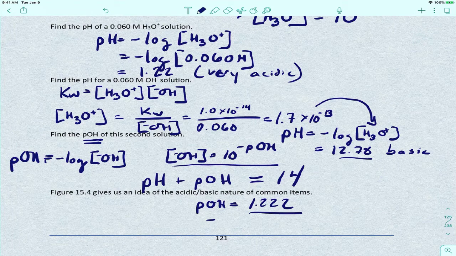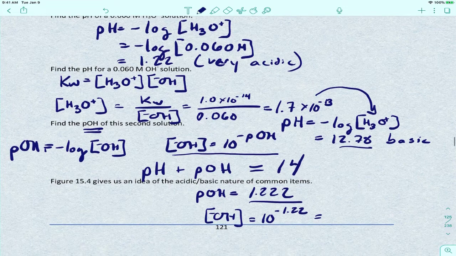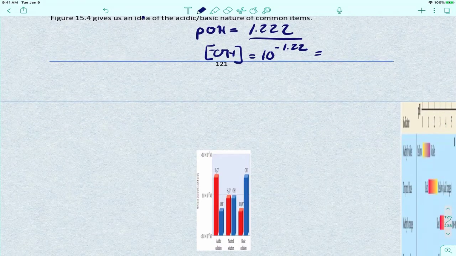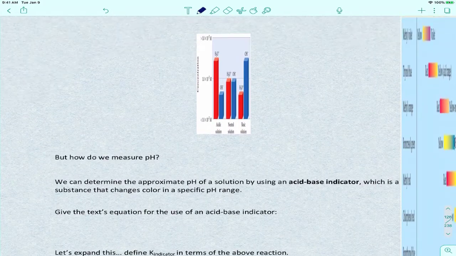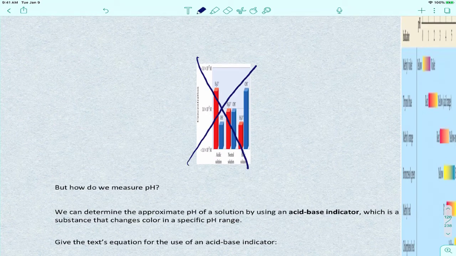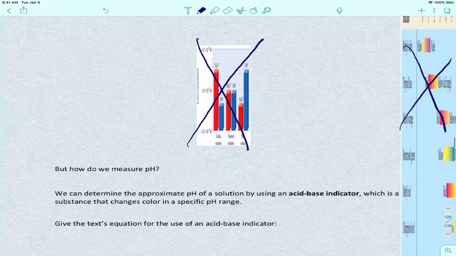But if we wanted to find out what the concentration of hydroxide ion is, all we have to do is take 10 raised to the negative pOH, which is negative 1.22, and that's going to give us the concentration of hydroxide ion. Okay. All right, so in this, the charts are all goofed up. That shouldn't be here, and I don't know why that's there. But let's just go with it.